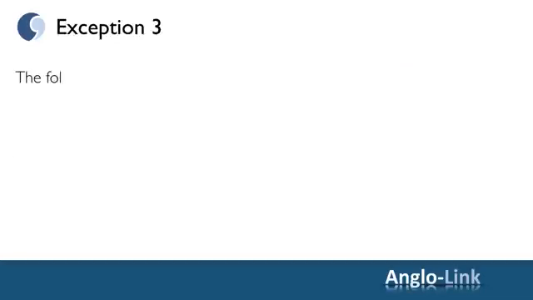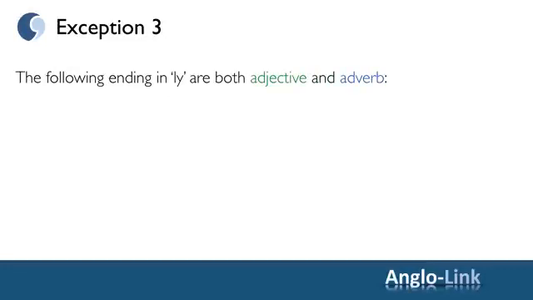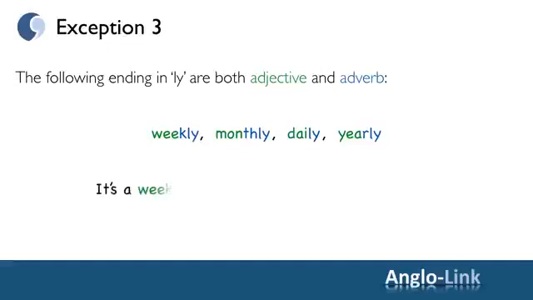Another exception, the following ending in ly are both adjective and adverb. Weekly, monthly, daily, and yearly. For example, you can say it's a weekly magazine or I receive it weekly.